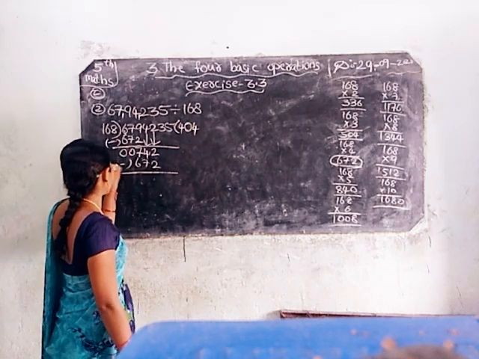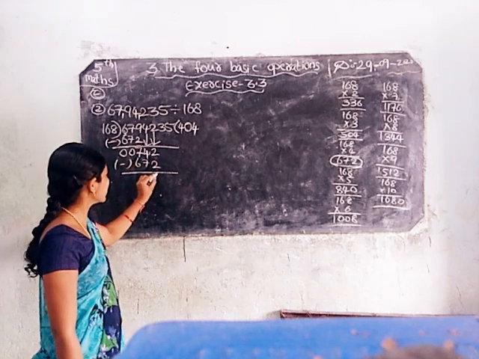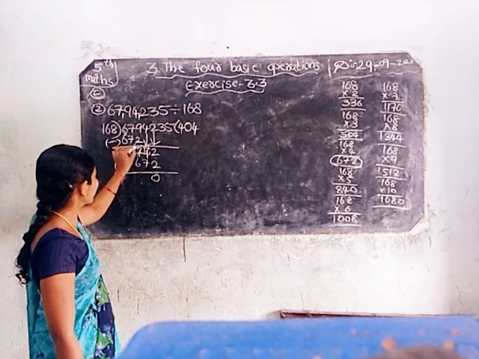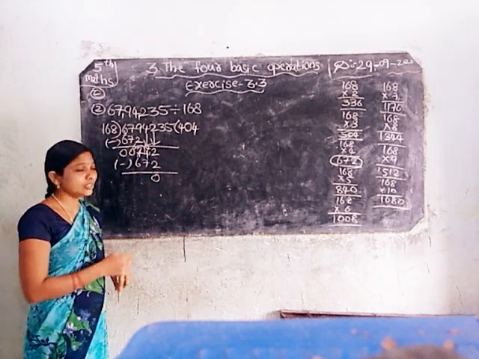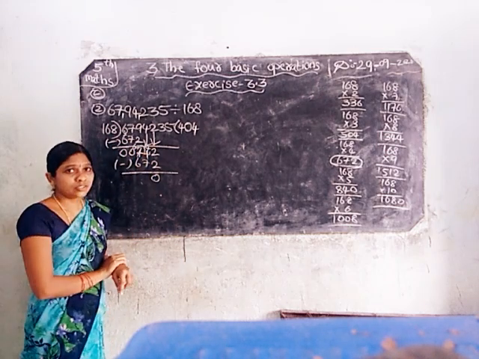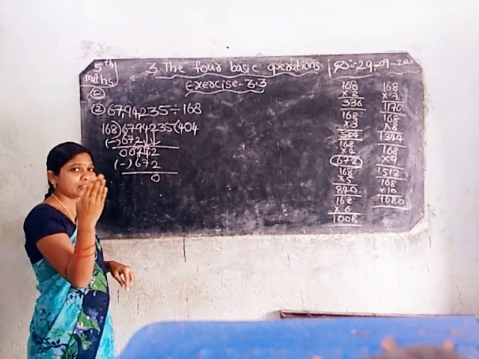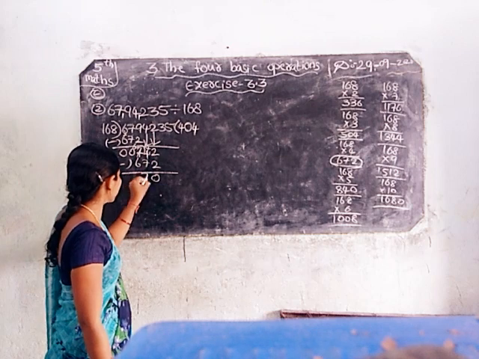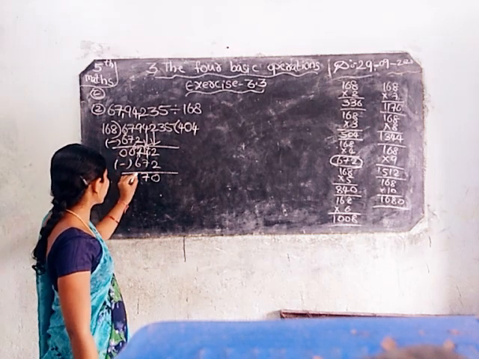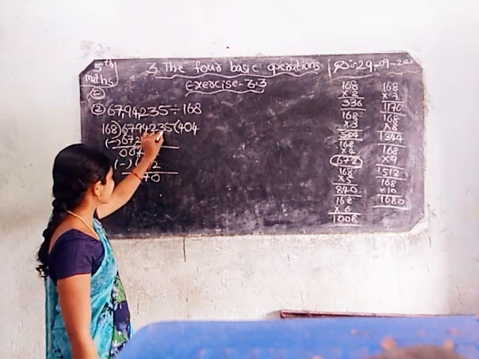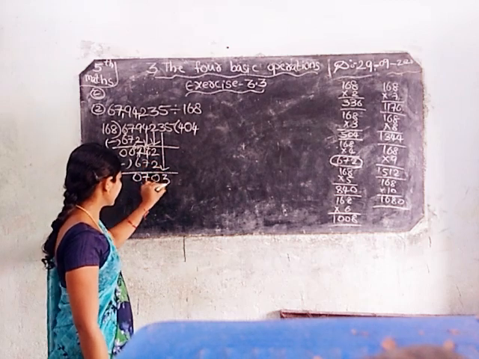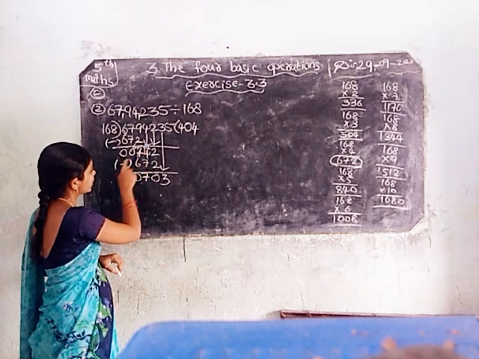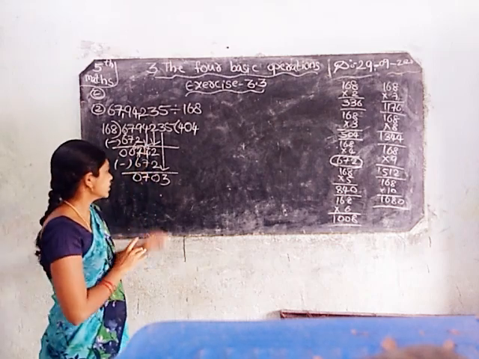672. Take minus. 2 minus 2 is 0. 4 minus 7 not possible. Take borrow. Here 14, here 6. 14 minus 7: 8, 9, 10, 11, 12, 13, 14, so 7. And 6 minus 6 is 0. Next take another digit, 3. We have 703.